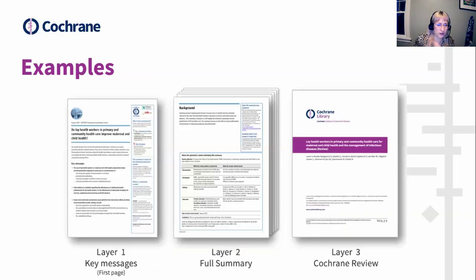Then another version, and this is more on the linked product side. So this is of a policy brief. You have the first page of your key messages. Then you have layer 2, which is a full summary of 4 or 5 pages, which go more into the details and the certainty of evidence. And then finally, you have the Cochrane review as your more comprehensive layer.